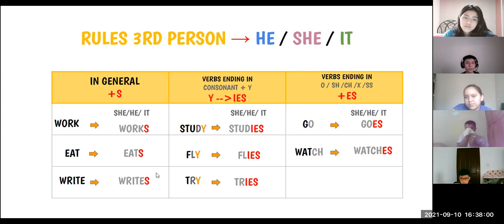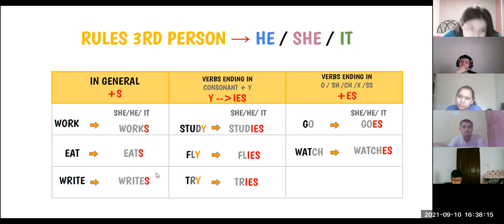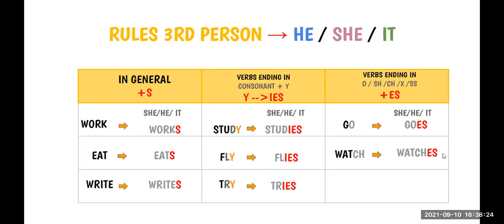Flavia? Maria watches movies. Romina? Julio watches a movie with his girlfriend. Girlfriend, okay. Maria? Marcos watches TV in the evening. In the evening. Very good.